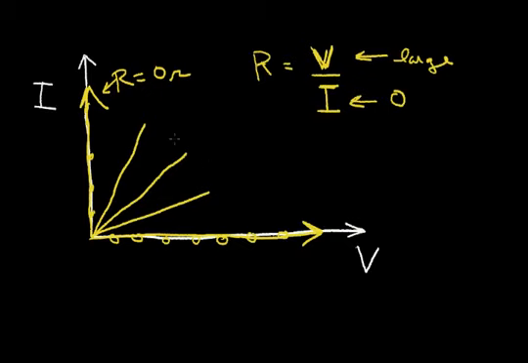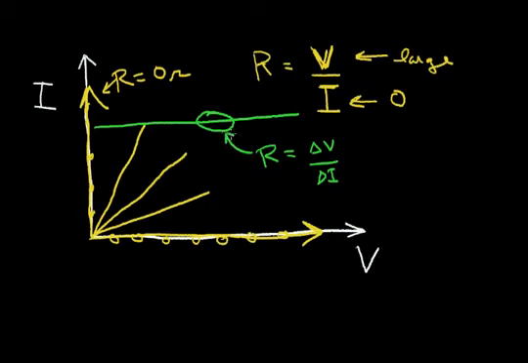Now a constant current source, let me change colors, will plot as a horizontal line. What that means is, if I say resistance is equal to change in voltage divided by change in current, say for this region right here, I want to calculate the resistance on this part of the curve. Well, the current change is 0, and the voltage change can be quite large. And anything divided by 0 is equal to infinity. So a current source, this horizontal line, you can think of as having infinite resistance.